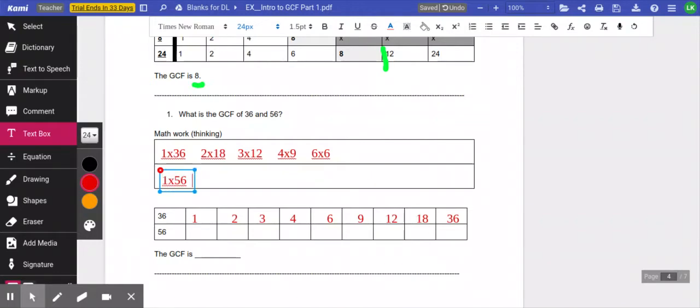Let's do 1 times 56. 56 ends in an even number, which means 2 times a number. If you're not sure what number it is, think, what's half of 50? That's 25. And half of 6 is 3. 25 and 3 would be 28. 4 times 14. 8 times 7. And I think we've got them all.